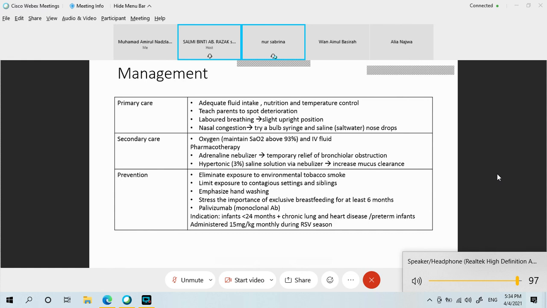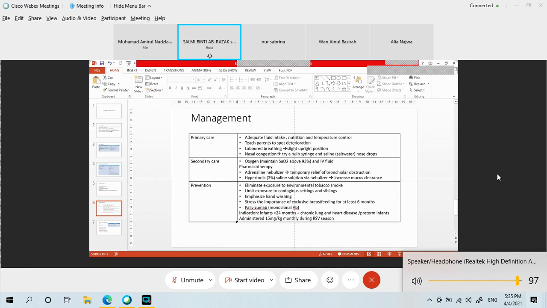So one more thing, palivizumab. This is very, very expensive. I think they pay you. And palivizumab we give to patients who are high risk. You, just now, high risk we gave it. So that is acute bronchiolitis. The differential diagnosis is the same as what we discussed the other day.